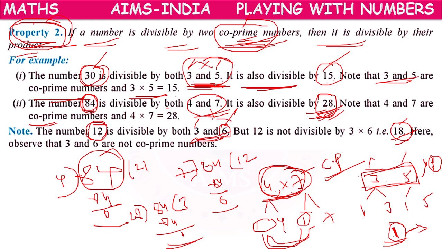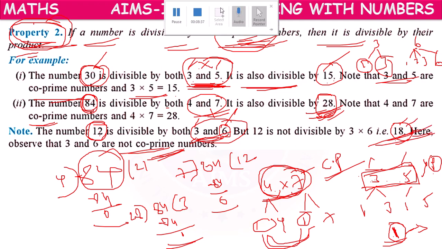Why is it not divisible by 18? Because 3 and 6 are not co-primes. They are not co-primes because the factors of 3 are 1 and 3. The factors of 6 are 1, 2, 3, 6. What are their common factors? 1 is common, 3 is common. So they are not co-primes. So that's why this number is not divisible by their product.